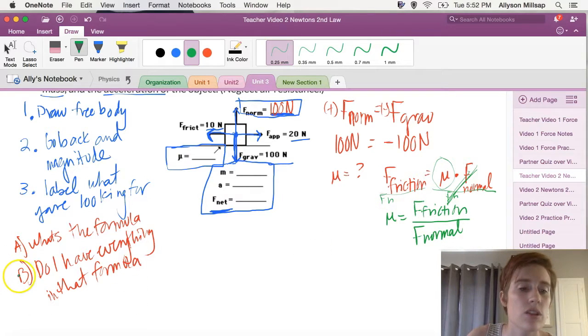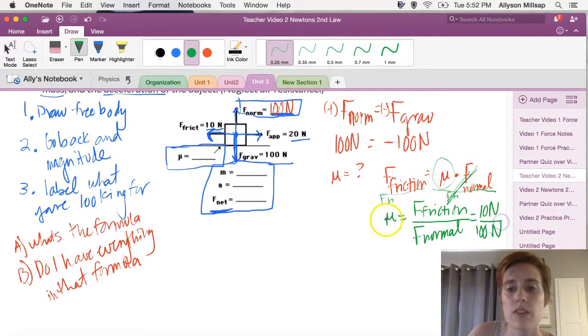So now ask yourself question B. Do you have everything in this formula? Do we have the force of friction? Yes, we do. It's 10 newtons. That's handy. Let's put that right here, 10 newtons. Do we have the normal force? Well, we sure do. We just calculated it. It's 100 newtons. So I can find mu, or my coefficient of friction. It's 10 divided by 100. And so once you do that, you get 0.1. So mu is 0.1. So I'm going to go ahead and put that right here.